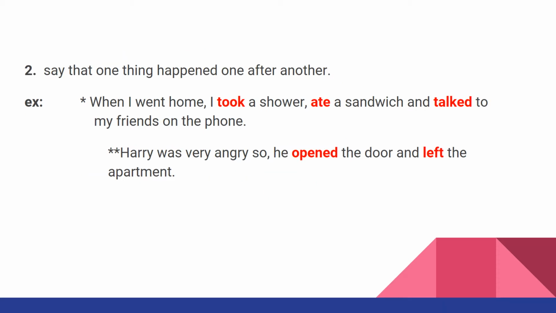Number two, to say that one thing happened after another. When I went home, I took a shower, ate a sandwich, and talked to my friends on the phone. Harry was very angry, so he opened the door and left the apartment. As you can see in these two examples, we talk about the things that happened one after another.